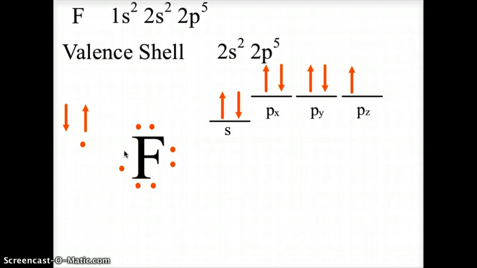And this is why fluorine wants to take on an electron, which would allow it to follow the rule of octet and become stable like a noble gas. And that's why fluorine readily takes on electrons and has such a high electronegativity.